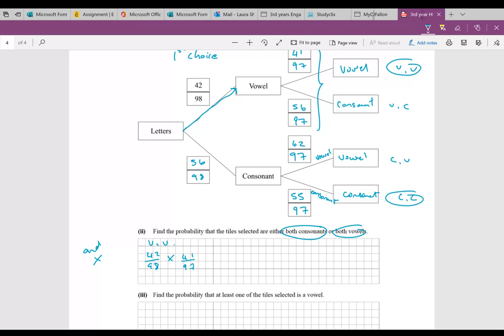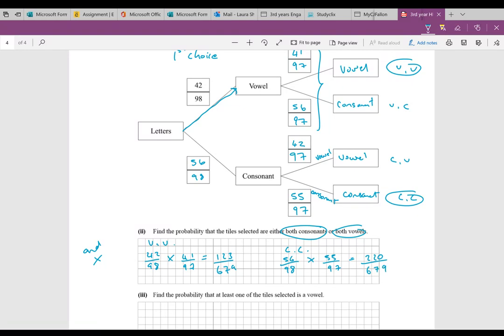So the probability of getting 2 vowels is 42 over 98 times 41 over 97, which is 123 over 679. The probability of getting 2 consonants is 56 over 98 and, remember I need both of them, and 55 over 97. So 56 over 98 and 55 over 97.